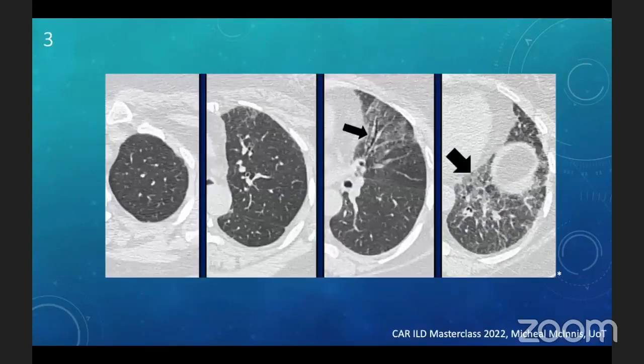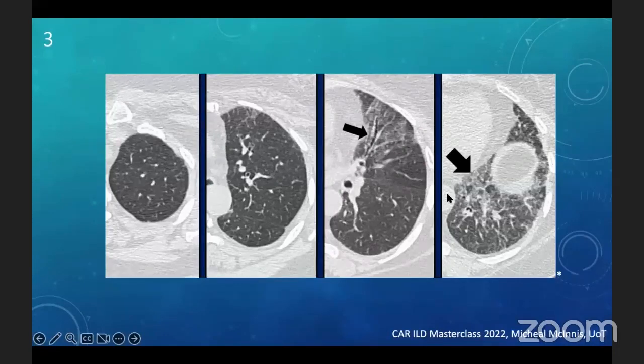This is our third case, a very interesting case. So we see that there are ground glass opacities that actually extend along the bronchovascular interstitium. Look at that, how it extends along the airways and the vessels associated with traction bronchiectasis. This is a tracted airway.